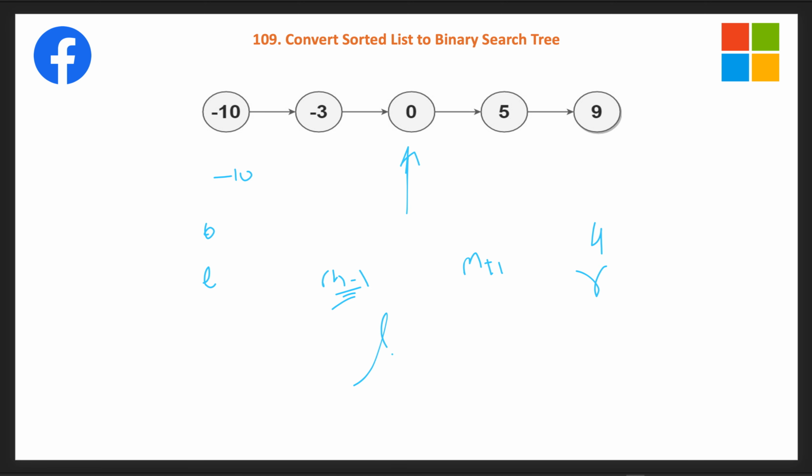Once L crosses R, we will break. So, this is our breaking condition. This is again another idea of us doing divide and conquer, dividing this sorted array and recursively building our tree.